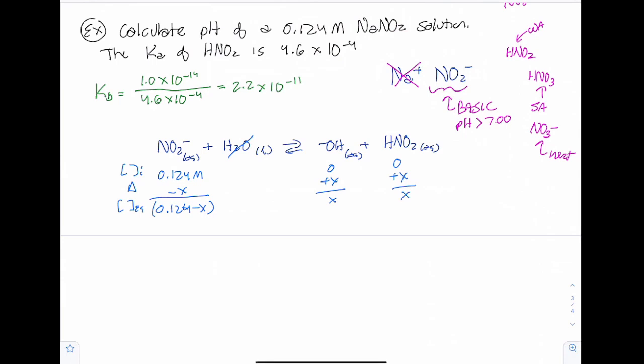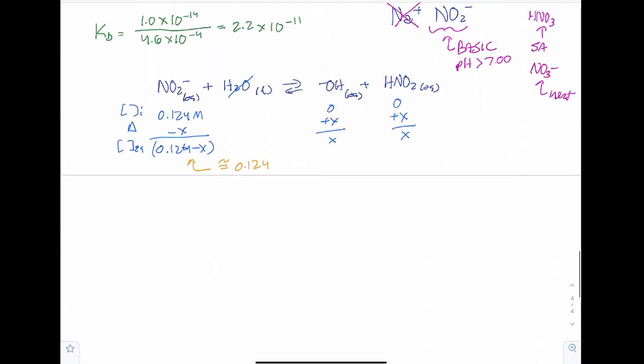And then again, just like in the last example, my equilibrium constant is way small, much less than 10 to the negative 3rd. So when we solve for x, we're going to use that assumption, and we're going to have this as just 0.124 molar. So solving for x, my Kb is going to be equal to the concentration of products over reactants. So x times x, both raised to the first power because there's a coefficient of 1, so x squared. And then using that assumption, just over 0.124.